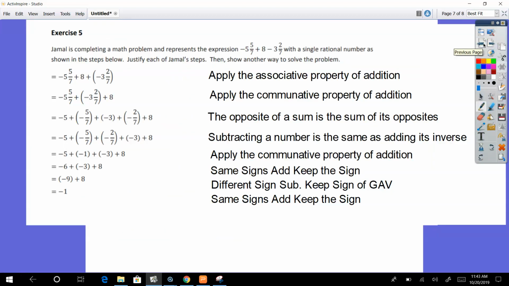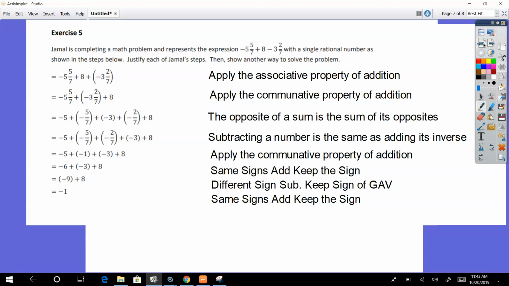Okay, in exercise number 5, Jamal is completing this math problem, and he wants to get to a single rational number, and he does it by these steps shown below. We are asked to justify each of Jamal's steps and then show another way that we could solve this problem. So to the right, all of the words that I have are the different steps. They are not in order.